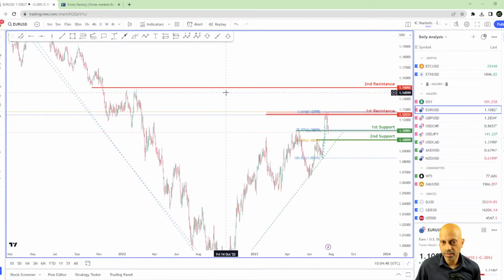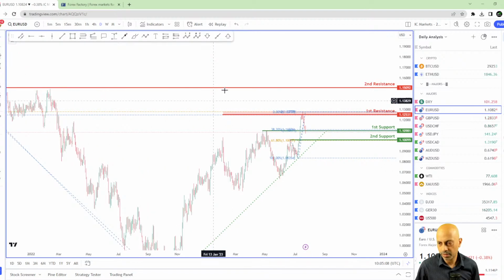Then second resistance, if we zoom out, is this level here on a much higher view. We can see that the price level at 1.1509, price has reacted on this level as support and then running into resistance after that in February of last year. So this is the daily time frame. Now let's look for more actionable levels.